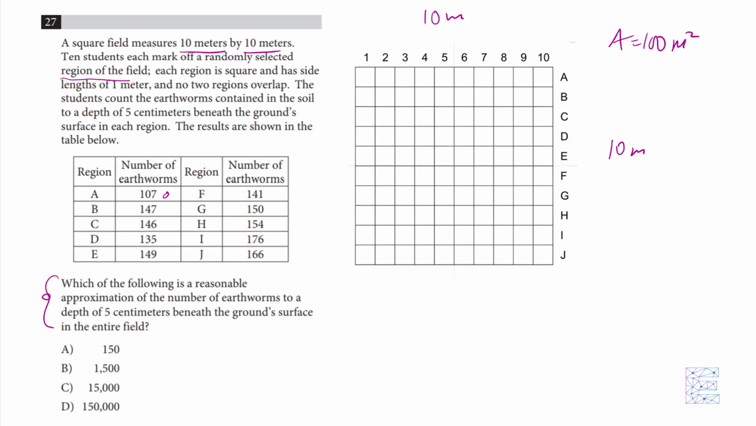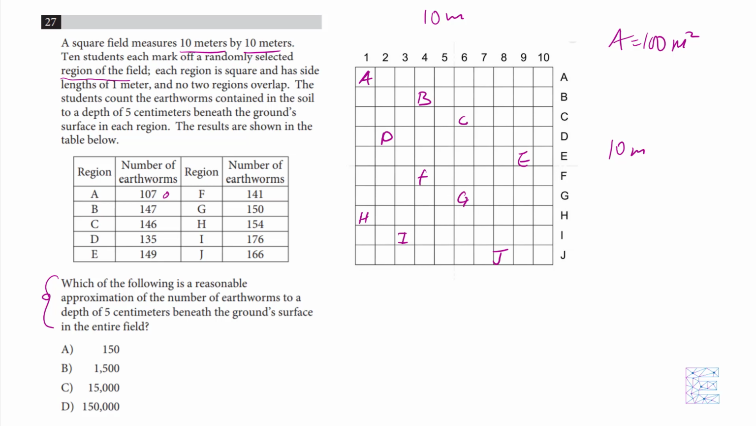All right, and now the question is saying that students randomly marked off a specific region of the field. So let's say in this region, for A, they probably chose this one. For B, let's just say they chose that one. For C, let's say they chose this one. For D, let's say they chose this one, so on and so forth. E, F, G, H, all the way up to J. And then they counted the earthworms in each of them.